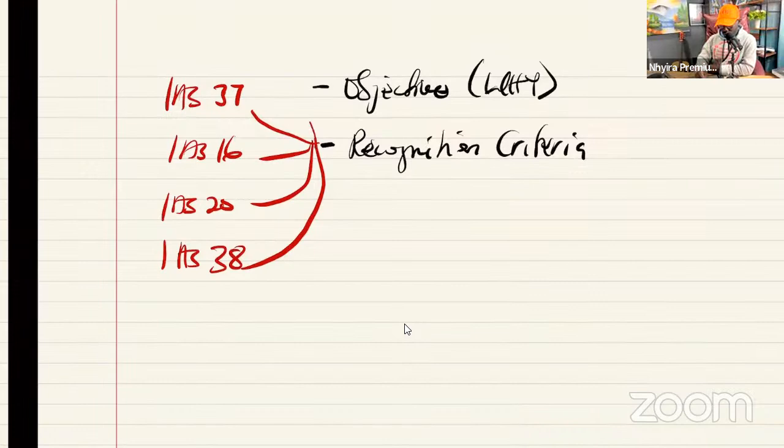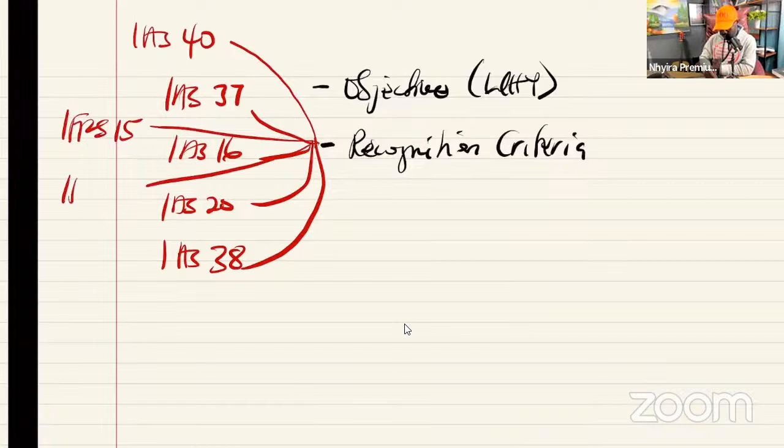IAS 40, investment property, has this. IFRS 15 has this issue. IFRS 16 also has the issue relating to the recognition criteria. So there are a couple of the standards that have these things about recognition criteria, and that is the starting point. Once you know the objective of the standard, why the standard was developed, what the standard is seeking to achieve generally, then it is important you understand also the recognition criteria.